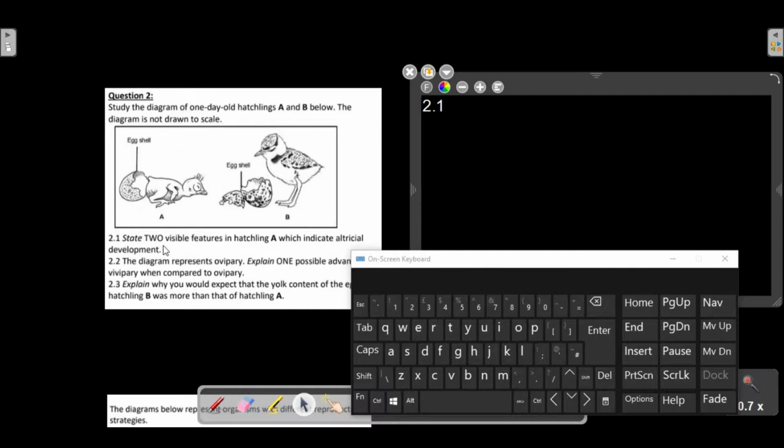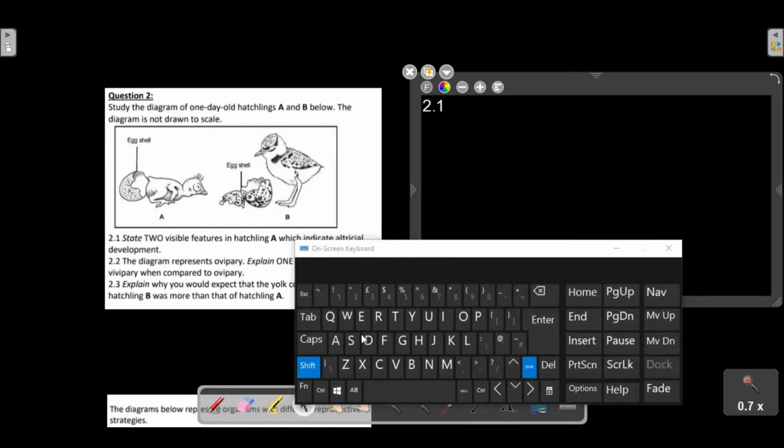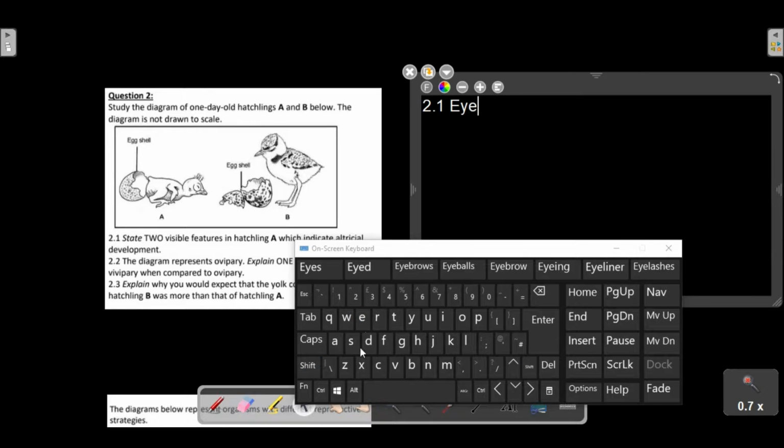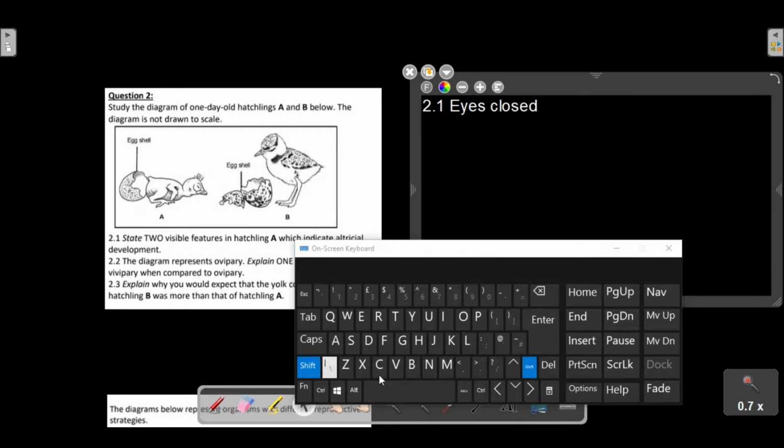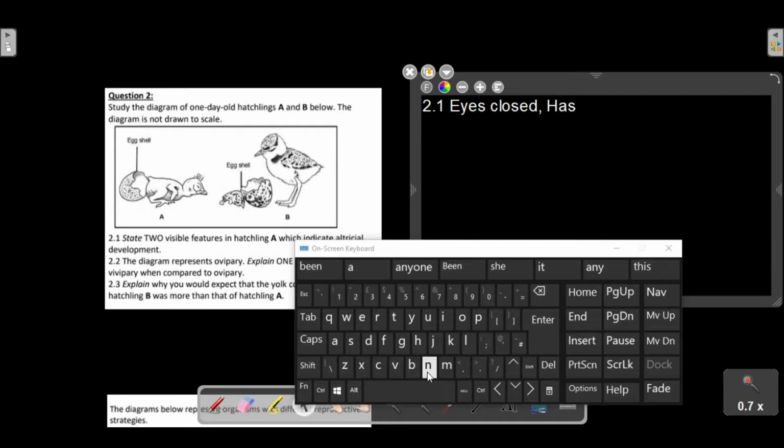So 2.1 says state two visible features in hatchling A which indicate altricial development. Okay, so first of all, guys, it is born with eyes closed. As you can see, the eyes are closed. And the second thing is that it has no feathers, so it requires the mother and the father to basically keep it warm. Has no feathers.